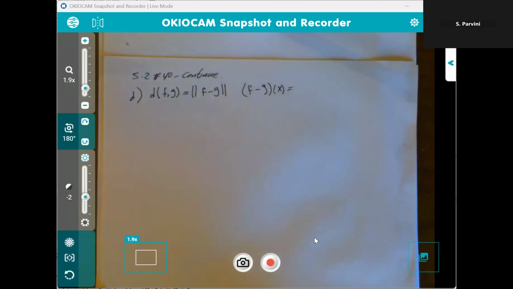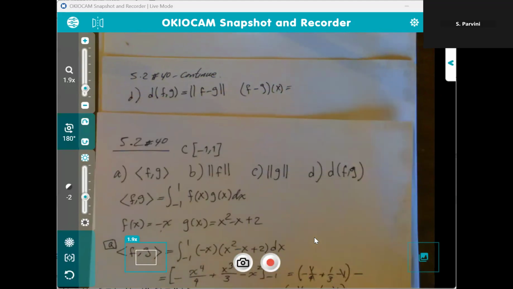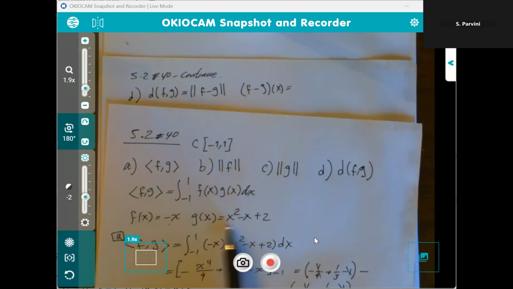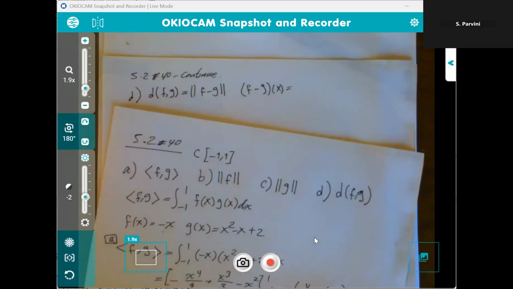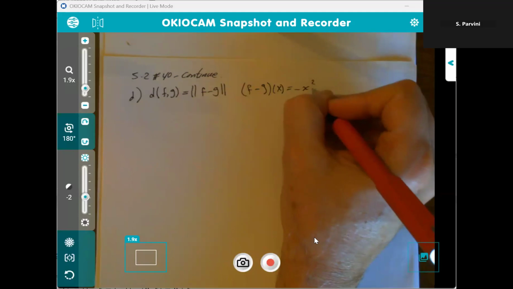F minus g of x will be easy because we know what f is, we know what g is. So we're doing f minus g. We do negative x minus the quadratic. The x's add to 0, right? So f minus g is just going to be negative x squared minus 2 because we're doing negative of g. So I'm going to write that: f minus g is going to be negative x squared minus 2.